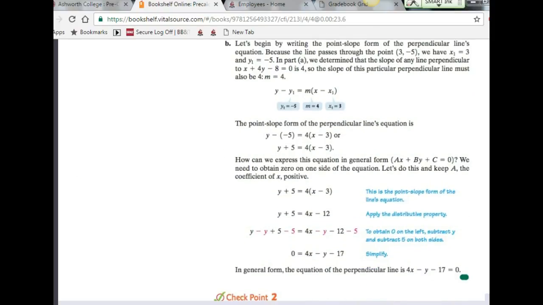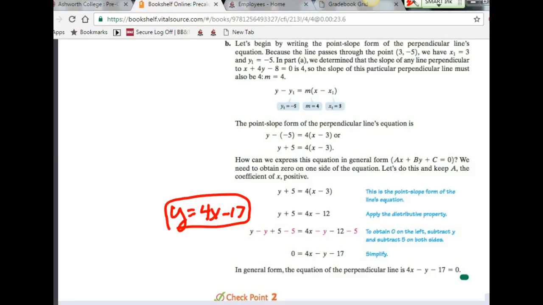You're going to get y plus 5 equals 4x minus 12. You're going to subtract the 5 over to this side, because what you do to one side, you always have to do to the other. And so what you end up with is y equals 4x minus 17. Now that would be slope-intercept form when you do it that way.